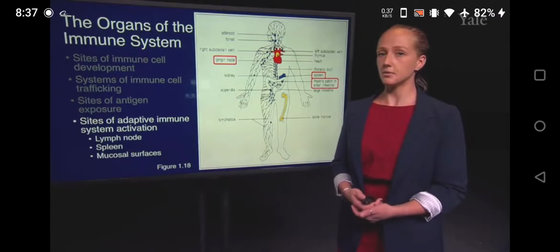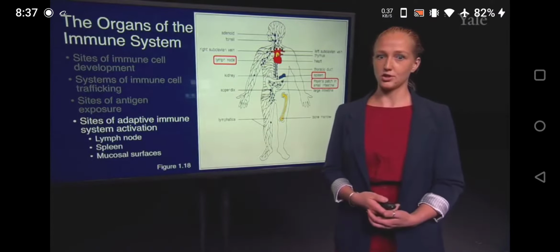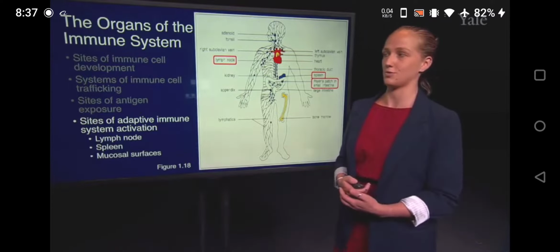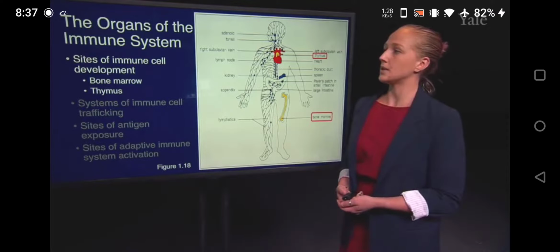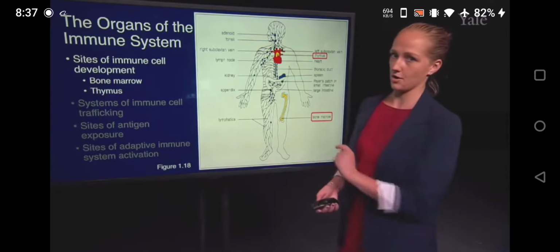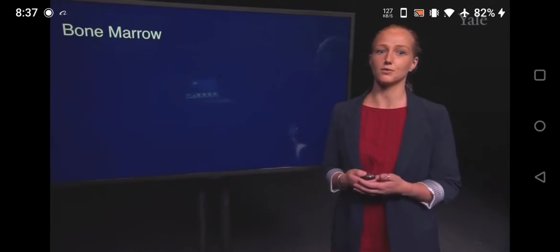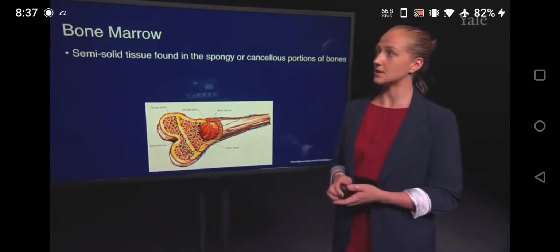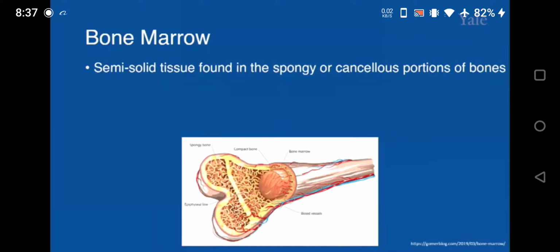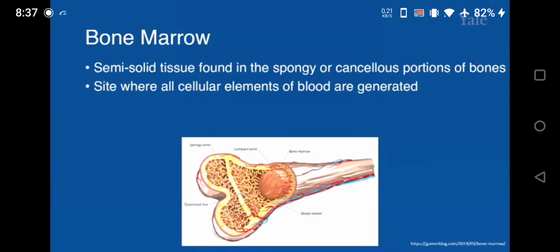Now that we have a very brief overview, let's jump in at the very start, which would be the sites of immune cell development. Now, let's start off with the bone marrow. So the bone marrow is a very critical organ. It's actually the semi-solid tissue that's found in the spongy or cancellous portions of bones. And it's also the site where all cellular components of blood are generated.